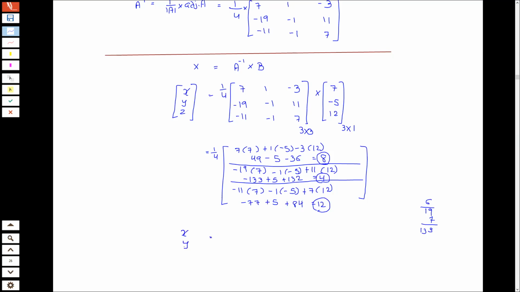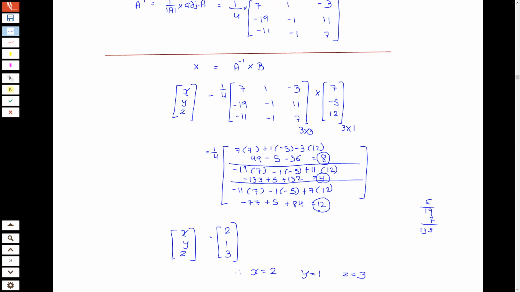So here I have X, Y, and Z. And here if I divide with 4, so 4 2s are, 4 1s are, 4 3s are. So therefore I can say on comparison, X is 2, Y is 1, Z is 3.